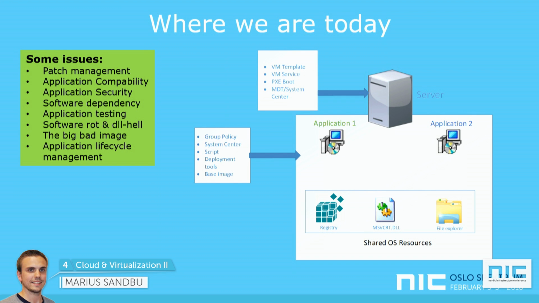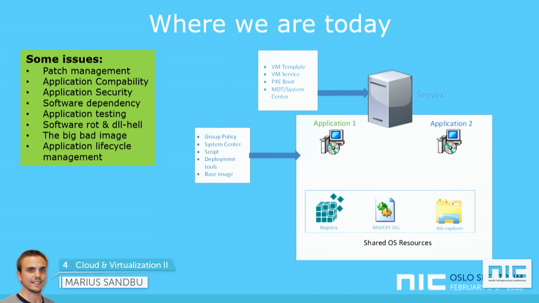So as I mentioned, we can either deploy a template or deploy the application as part of the base image. But if we install too many applications on the base image, we might get a bloated image, which might not serve the purpose, or we can use a deployment tool afterwards. So those are some of the issues that we face with the way we do it today.